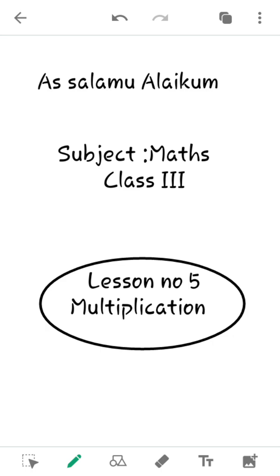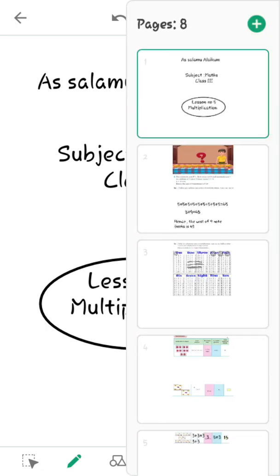So all of you take out your textbook and open the page number 25. In a previous video I taught about multiplication and now children let us see one more example. Okay. So open the page number 24.